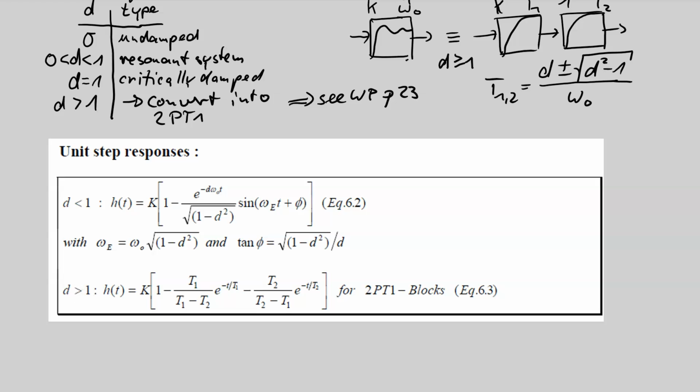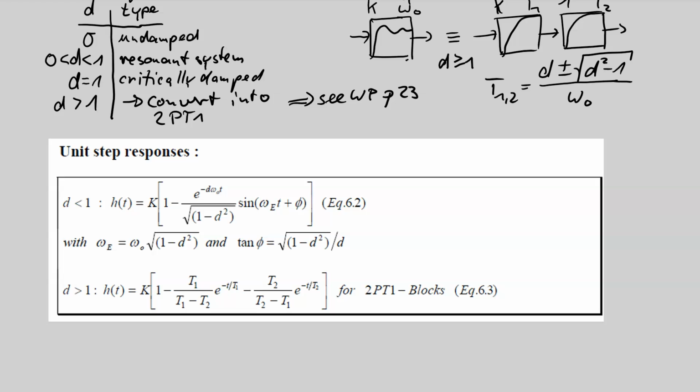If d is larger than 1, you see there is no d and omega naught in this equation, because here you now need the time constants we have calculated by the conversion into 2 PT1. So this is the step response of 2 PT1 blocks. Because if the damping factor is larger than 1, you cannot use this function, because this is a time function. This must be a real expression. And if d is 1 or larger than 1, this becomes a complex expression, and this is not defined.